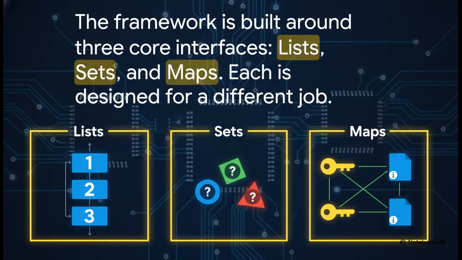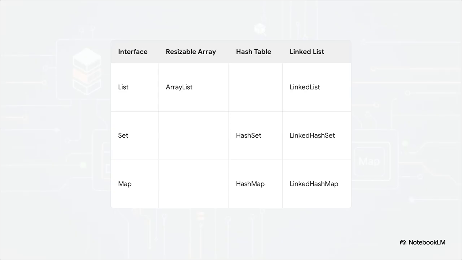At the very top, everything in the framework boils down to three core concepts, three main interfaces. You've got lists, sets, and maps. That's it. And each one is built for a very specific kind of job, a specific way to structure your data. Now, this table, this is where things get really interesting. It shows you the next layer down.